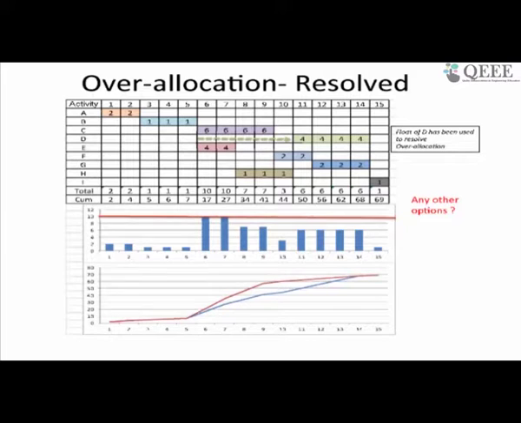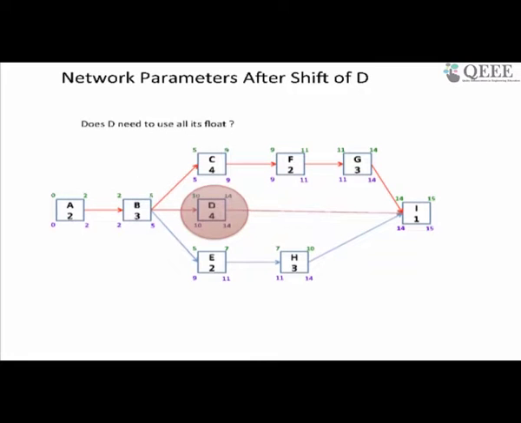So for proper resource leveling, there are several algorithms available. We won't go into detail, but I will discuss it in some form or the other. But other than moving D, are there any other options? Think if there are any other options other than moving D. We can discuss that towards the end.